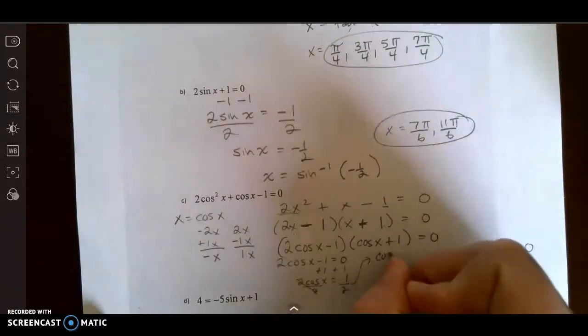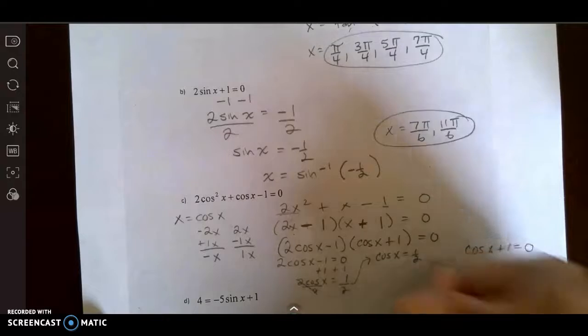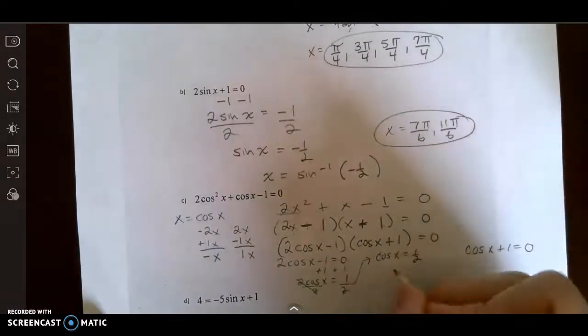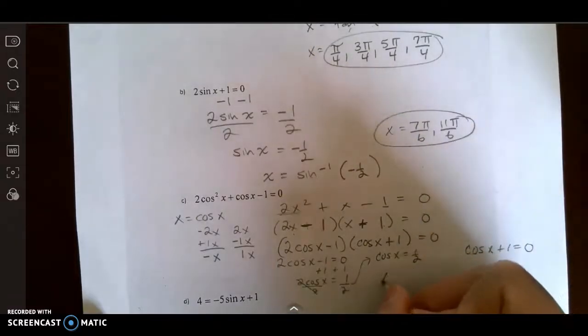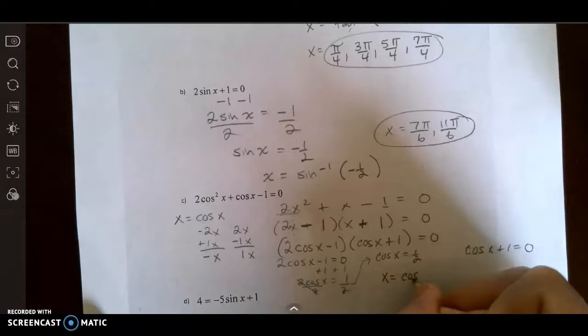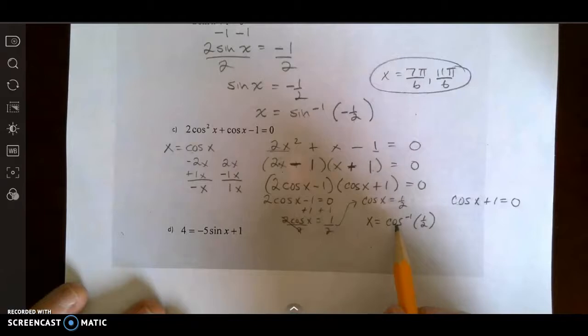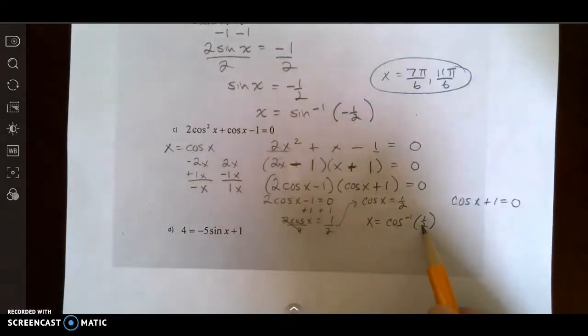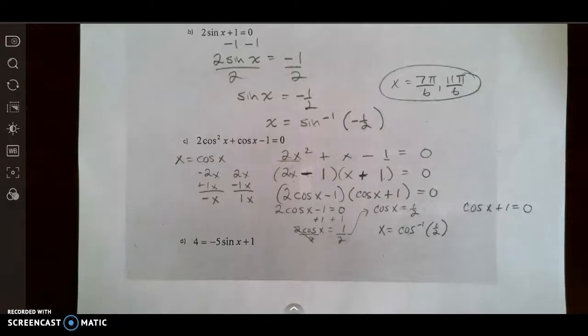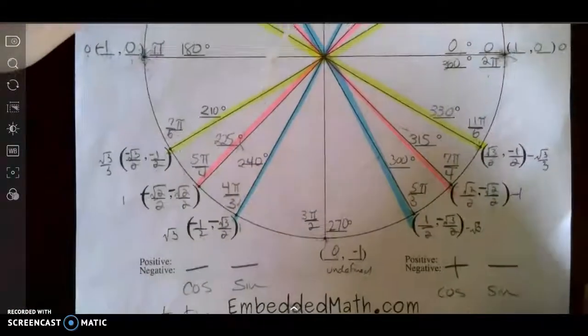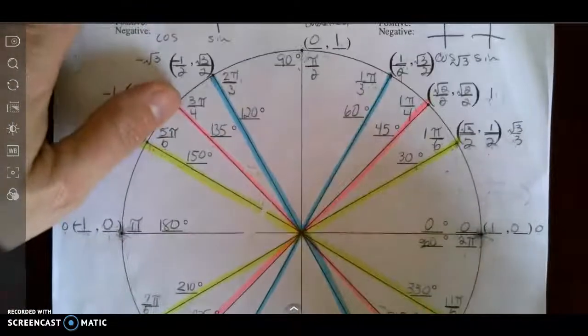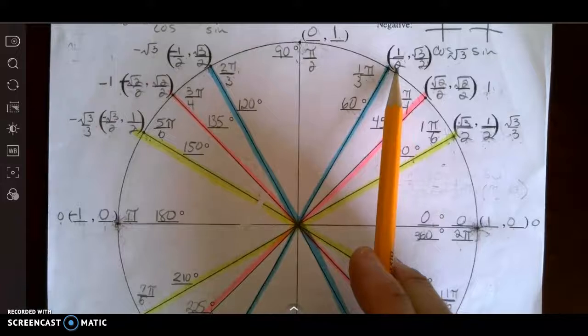And I get that cosine of x equals 1/2. Take the inverse of each side. And now I ask myself, cosine, which is x coordinate, 1/2. Go to my unit circle. I want my x coordinate to be 1/2. I see an x coordinate of 1/2 right here.